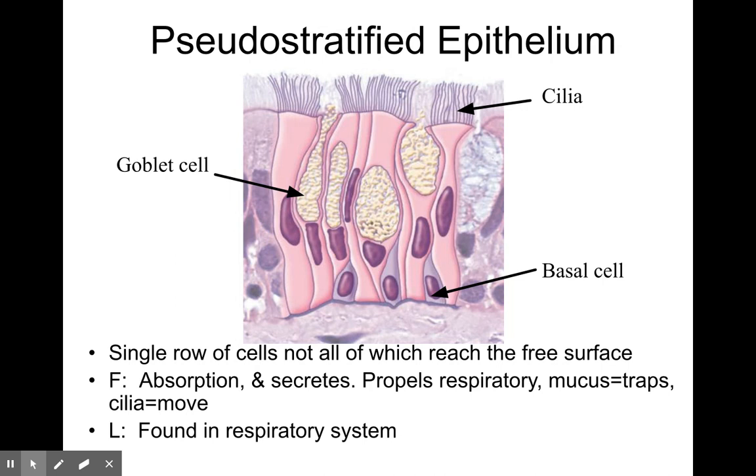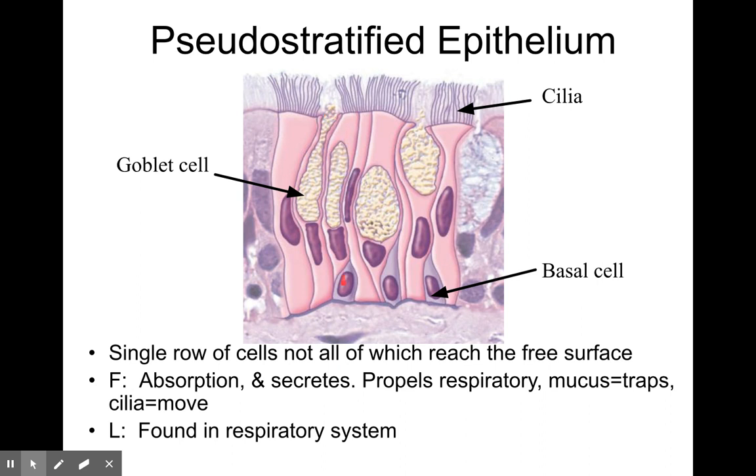Pseudostratified epithelial is a tissue type that is not quite simple and not quite stratified. It shows characteristics of both. So this particular cell is a simple cell. This cell is just simple. Again, it's just one cell on a basement membrane exposed to the outside.